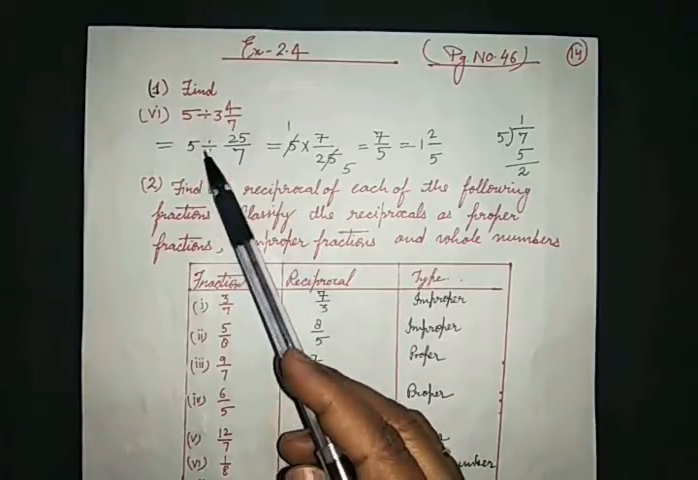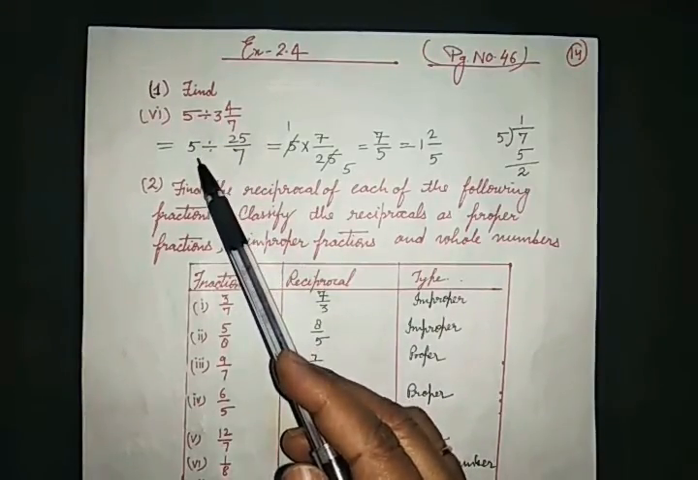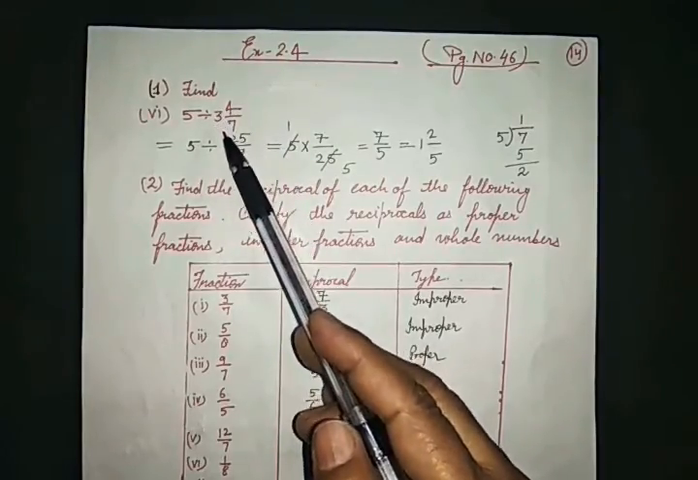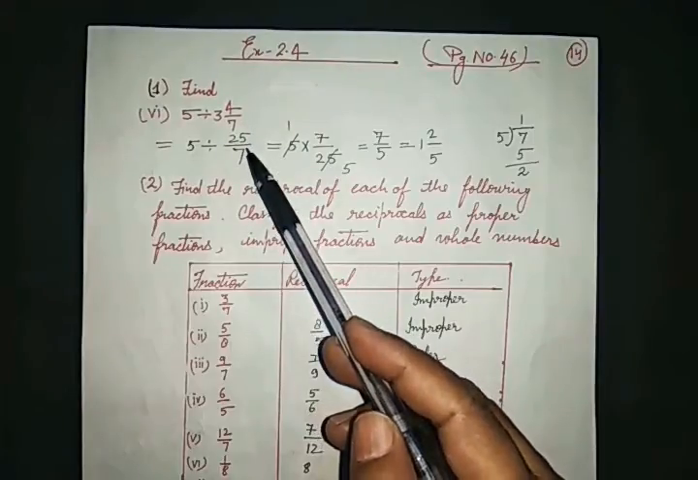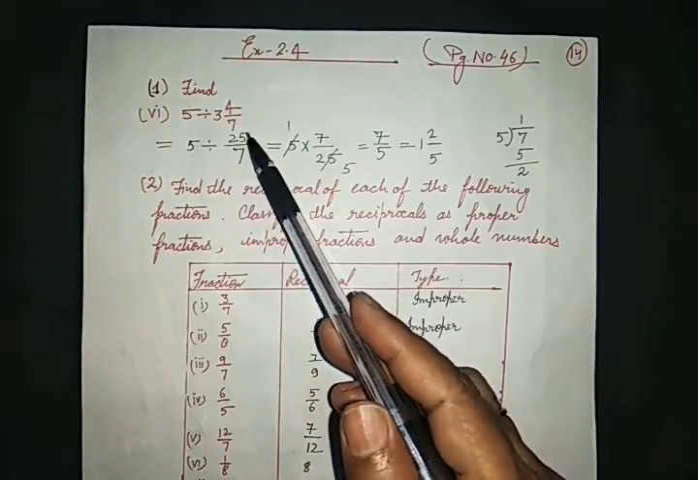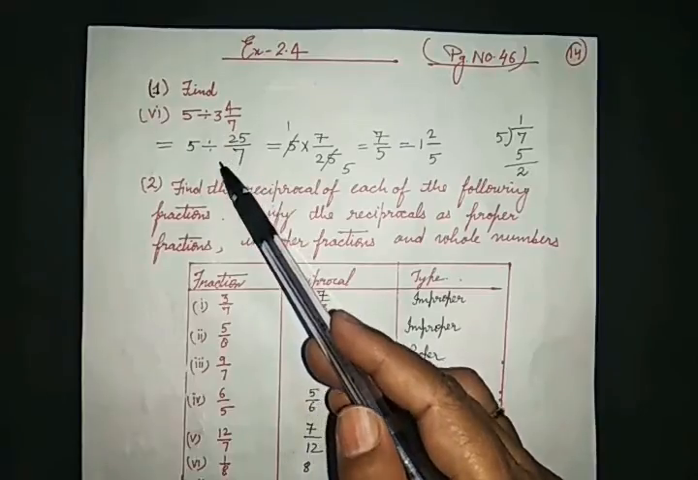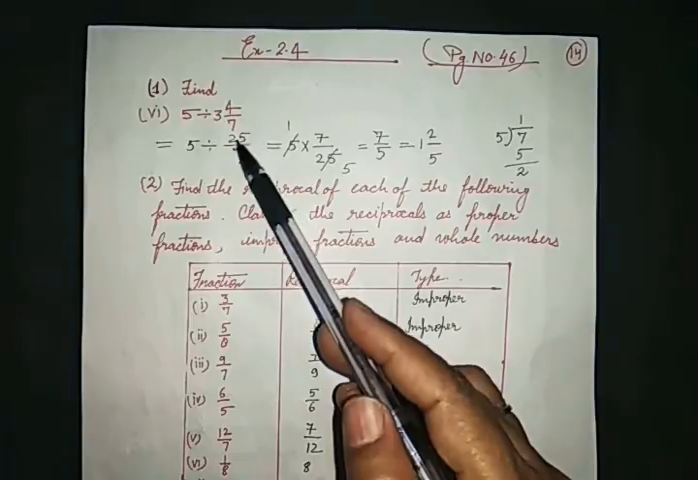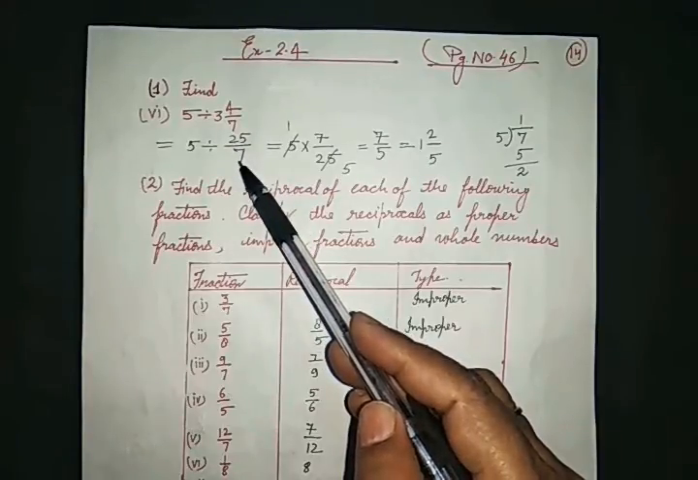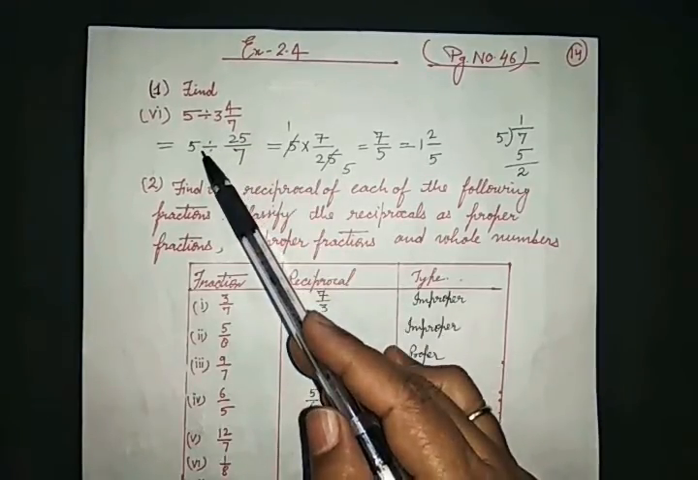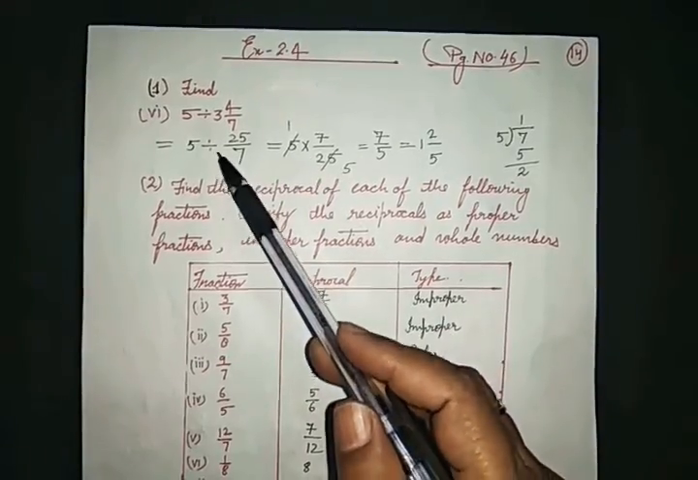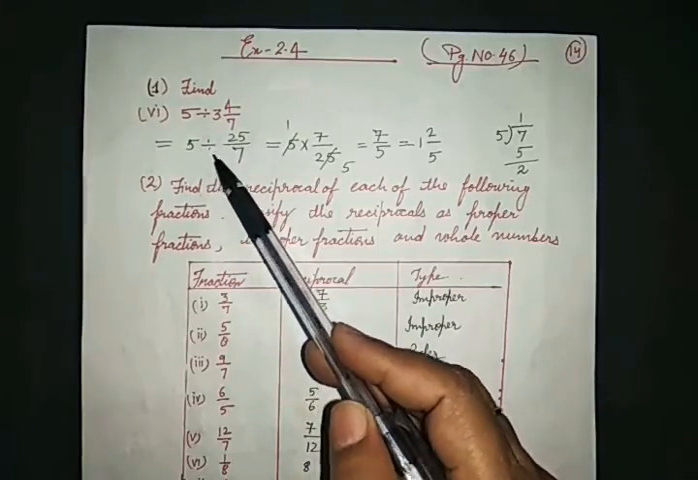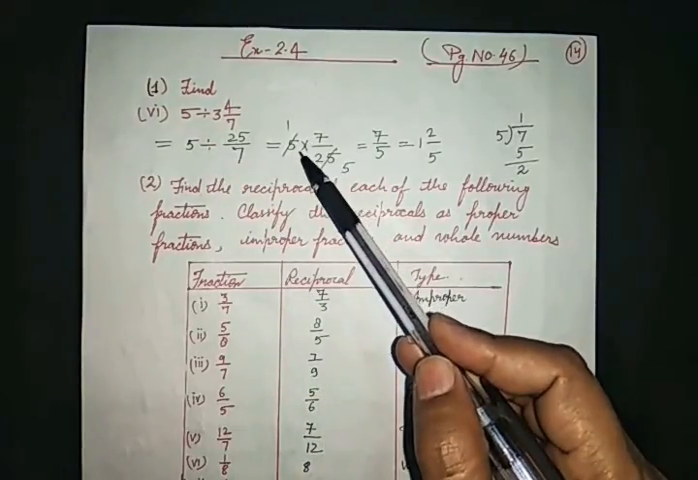So in the first step, 5 we will write as it is, and the division sign we will put as it is. For 3 whole 4 by 7, what will you write? I think you understood. We will write it in the form of an improper fraction. So you will write here 25 upon 7, equal to 5 in the next step. And now, in place of the division sign, we will put the sign of multiplication.